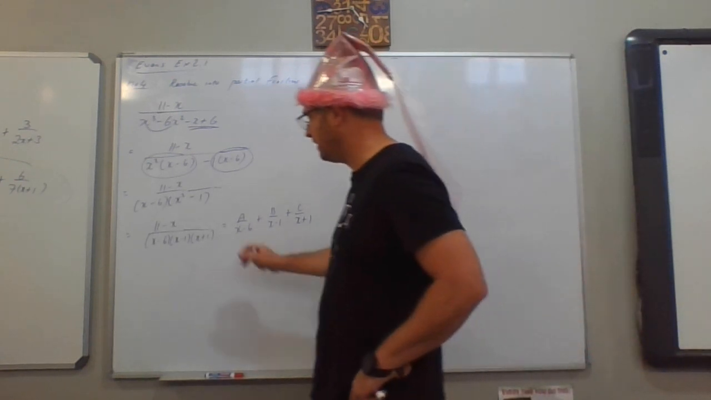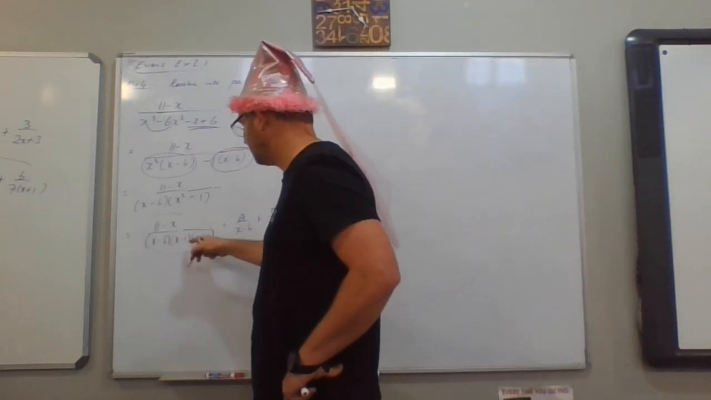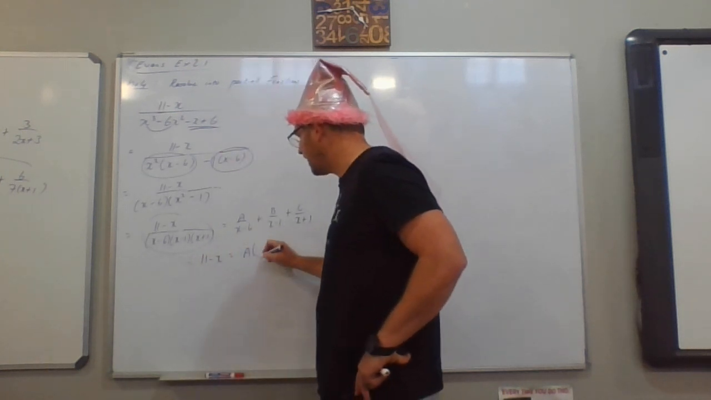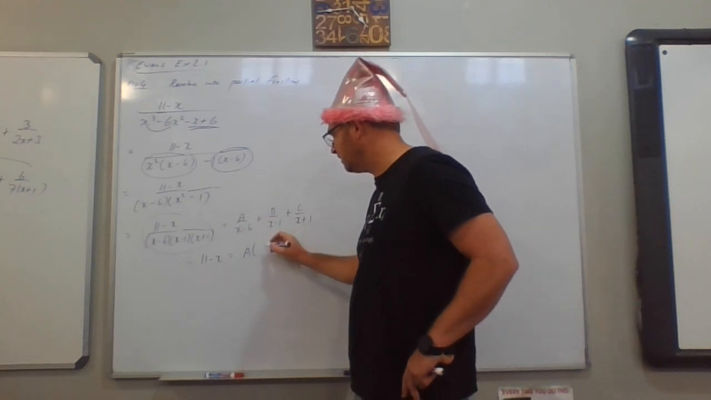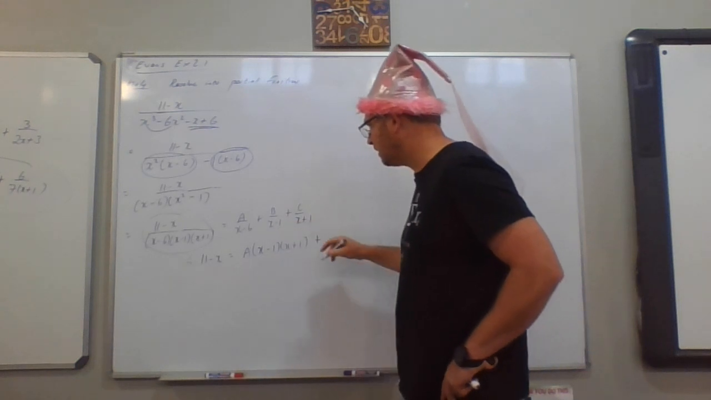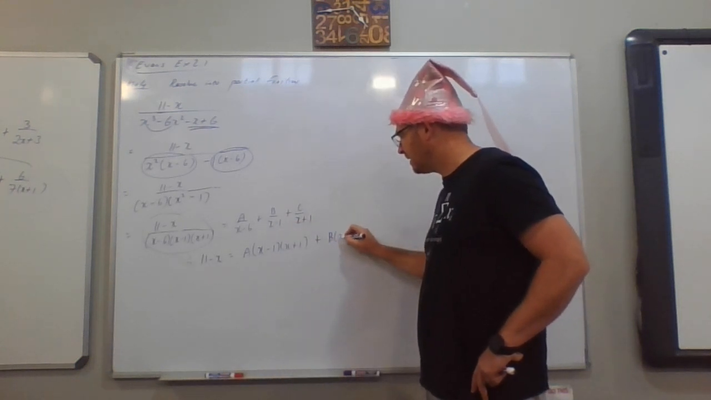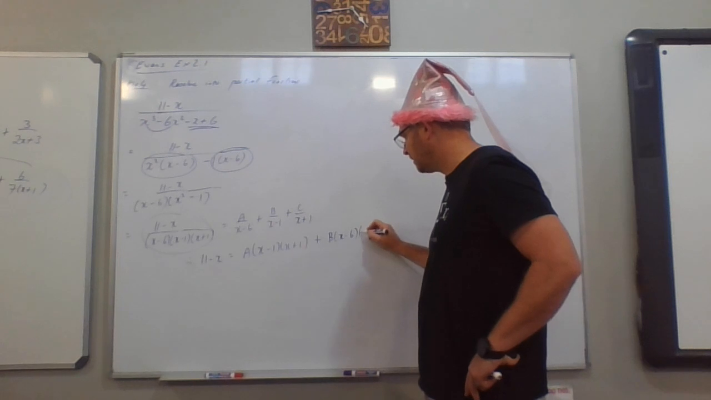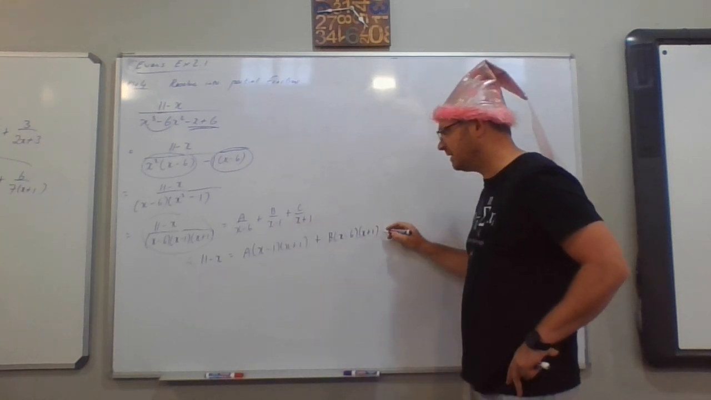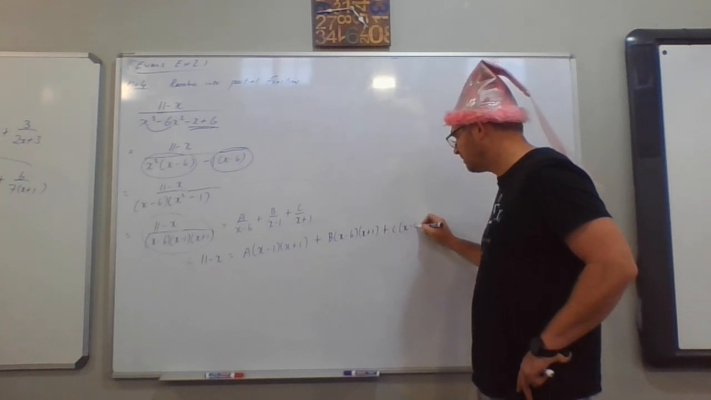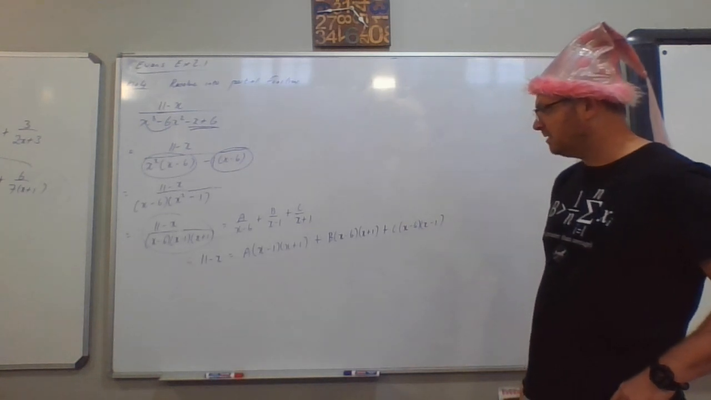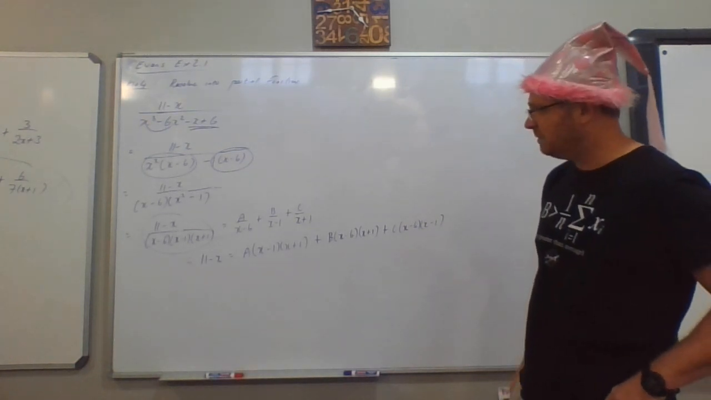So you're going to times everything, all 4 terms, by x minus 6, x minus 1, x plus 1. And you're going to have 11 minus x is equal to a... Here the x minus 6 will cancel, so you're left with a(x minus 1)(x plus 1). Here the x minus 1 will cancel, so you're going to be left with b(x minus 6)(x plus 1). And here the x plus 1 is going to cancel, so I'm going to be left with c(x minus 6)(x minus 1). Right, now we've got to do appropriate substitutions for x in order to solve for a, b, and c.